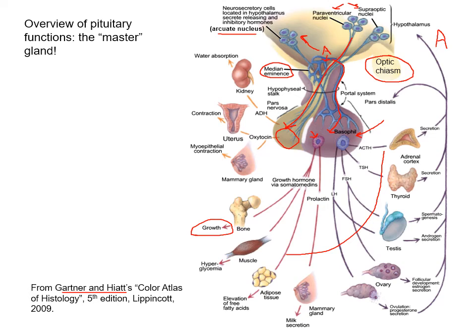Oxytocin and vasopressin, aka antidiuretic hormone, ADH, signals the kidneys to retain water. Oxytocin is involved in childbirth, which is called parturition, stimulating uterine contraction and myoepithelial contraction for milk secretion.